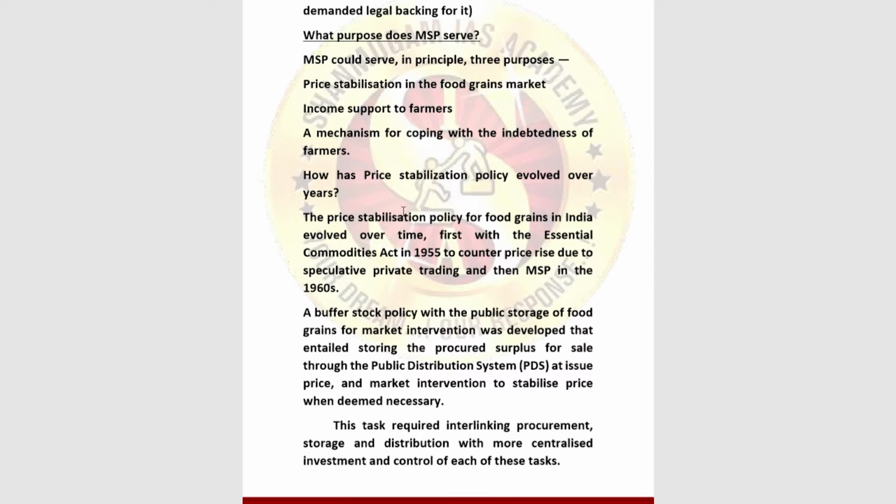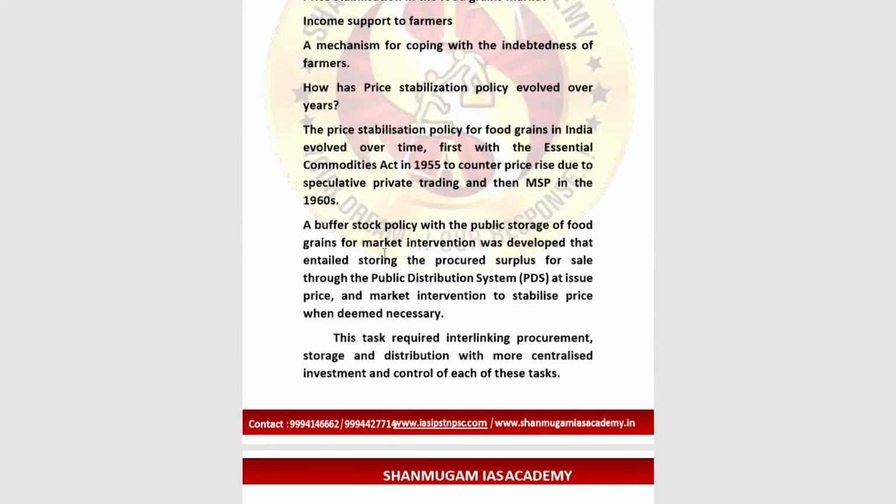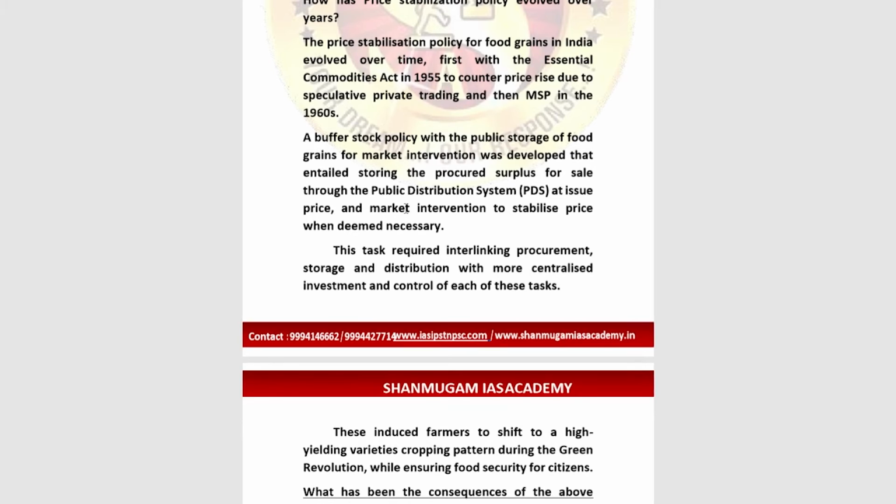Another thing is how the price stabilization policy evolved over the years, and how this price stabilization is happening. Under the first principle of MSP, the price stabilization policy for food grains in India evolved over time. First, the Essential Commodities Act of 1955, to counter price rises due to speculative private trading, and then MSP in the 1960s. This is the brief history we need to know.